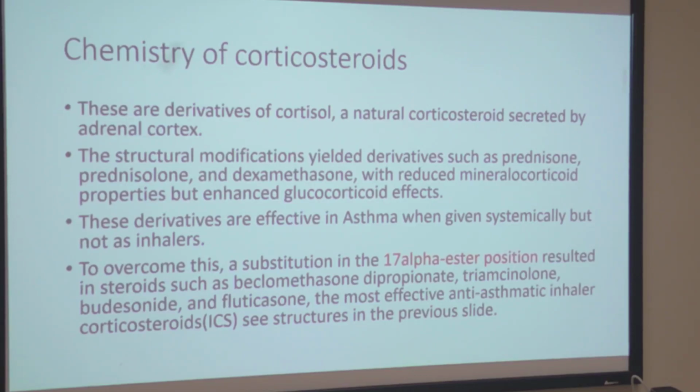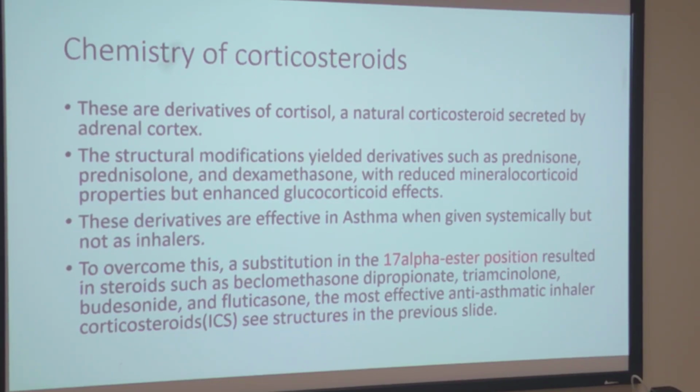Again, natural corticosteroid is cortisol, as you all know. So structural modifications will make derivatives like prednisone, prednisolone, dexamethasone. They have reduced mineralocorticoid function, but increased glucocorticoid function. Okay? And they are effective in asthma when given systemically.